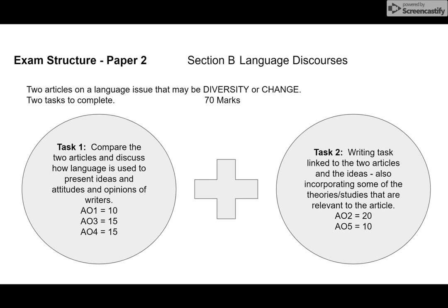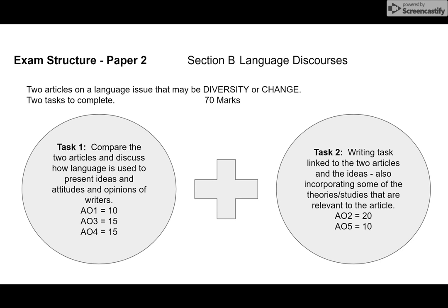There are 3 assessment objectives. AO1, describing the language features and doing a linguistic analysis, 10 marks. AO3 is looking at the context for the writing of those two pieces and how that informs the language choices. And AO4 is the ability to find comparisons and significant similarities and differences.